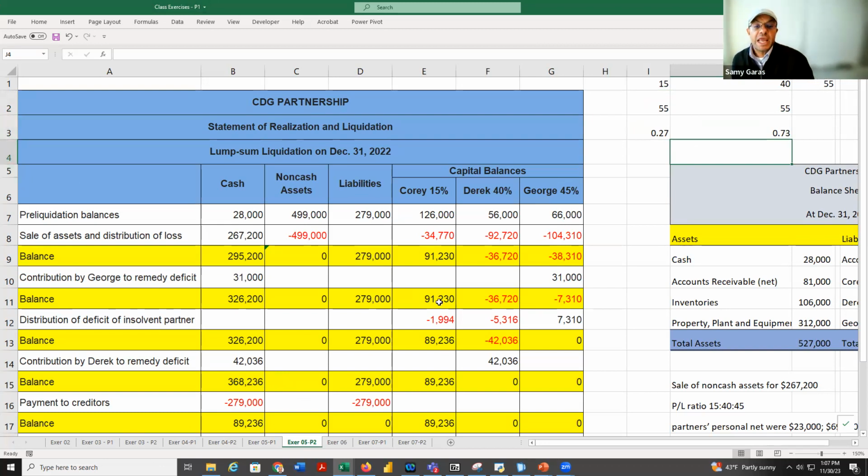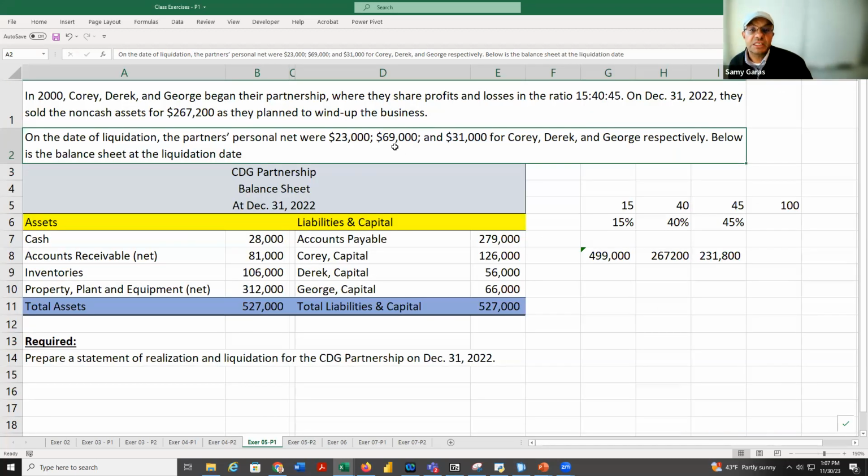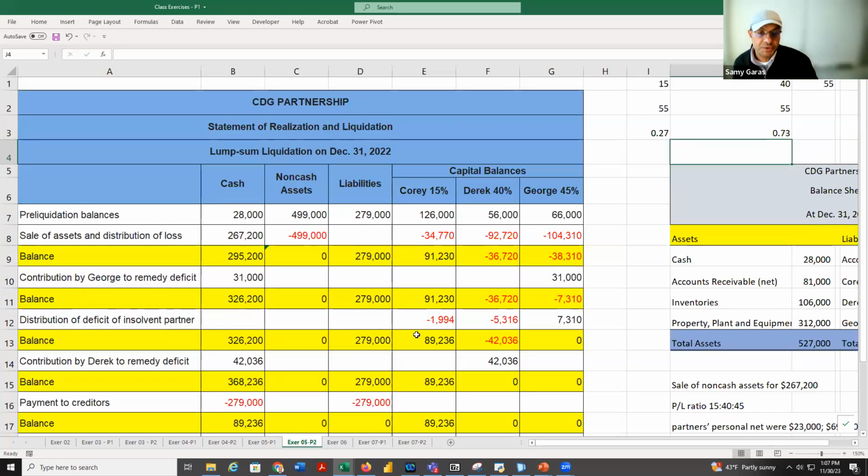And then when we add the loss, Derek's deficit will increase. So if you try to cover up Derek's deficit first, you will see that another deficit will come that he needs to cover. So this is the reason I put George first before Derek, to make sure that Derek will cover all the losses in one step. That's all. And then we get the balance here. So Derek will cover up his balance of 42 because his net worth is 69. So he's good to go now.